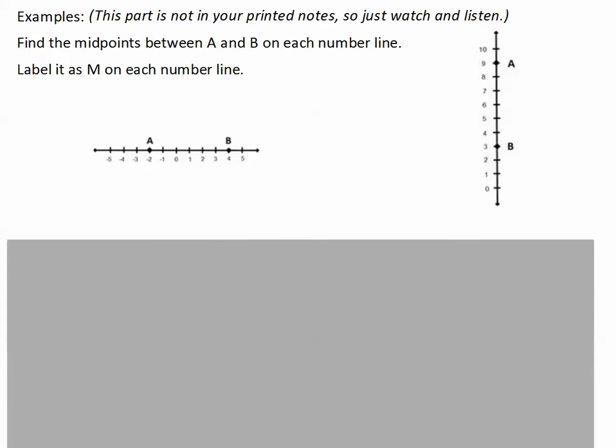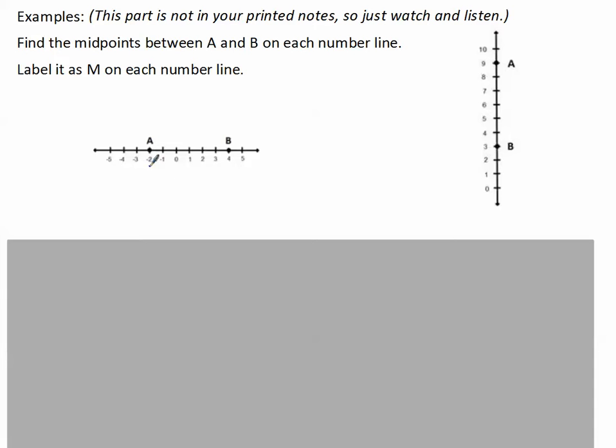Now this part that we're going to talk about is not in your printed notes, so go ahead and just watch and listen for a bit. We're going to find the midpoints between A and B on each number line. We're going to label it as M on each number line. Go ahead and ask yourself, where do you think I should be labeling M on this number line? Did you find it? Maybe you did it this way.